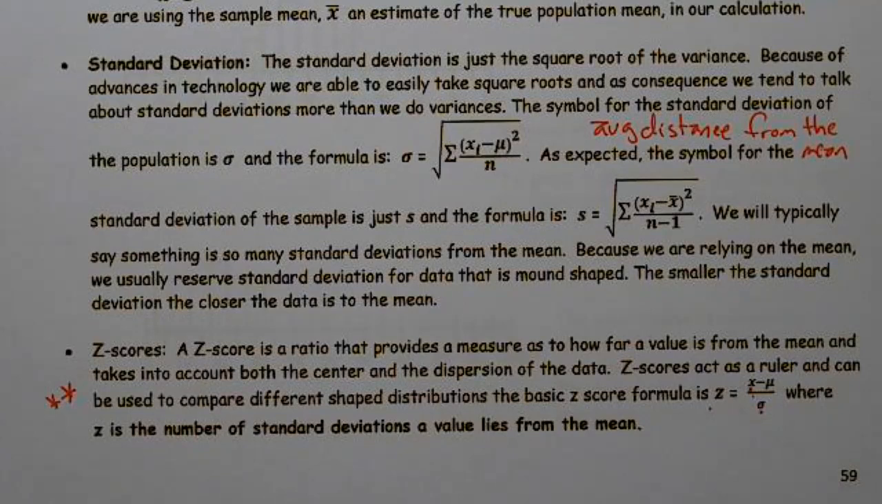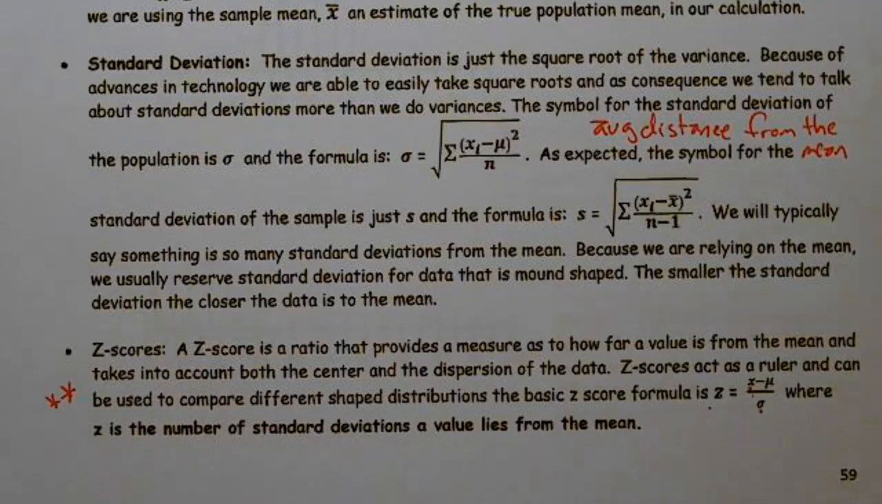The Z tells you the number of standard deviations something lies from the mean. So the bigger the Z-score, the farther away it is from the mean. A Z-score of 0 means it's actually at the mean. And it takes into account the spread of the data. This is an extremely powerful tool, but we will wait to talk about it in probability.